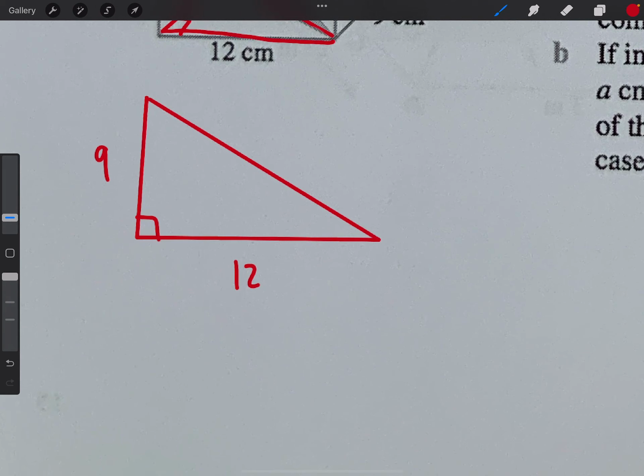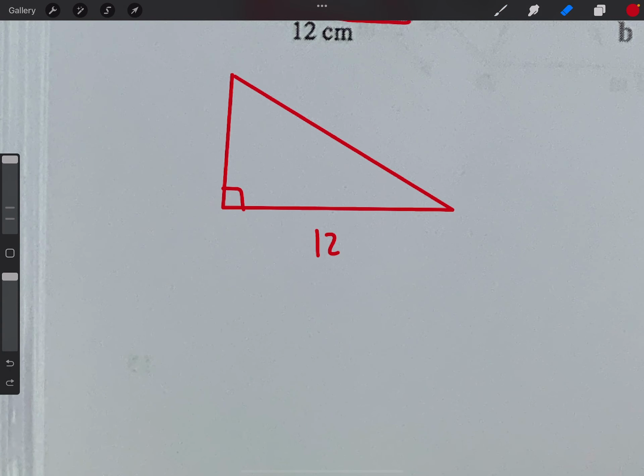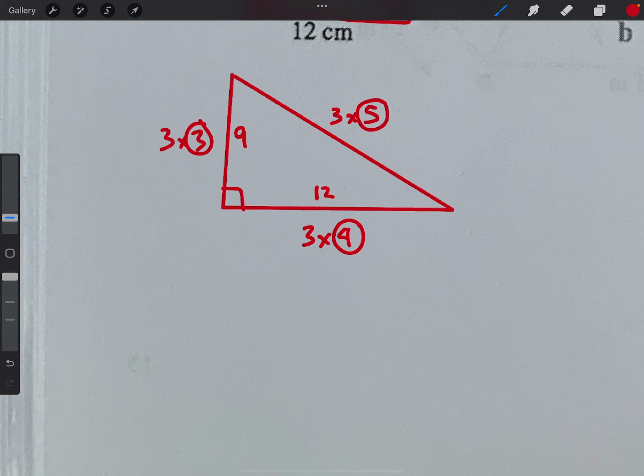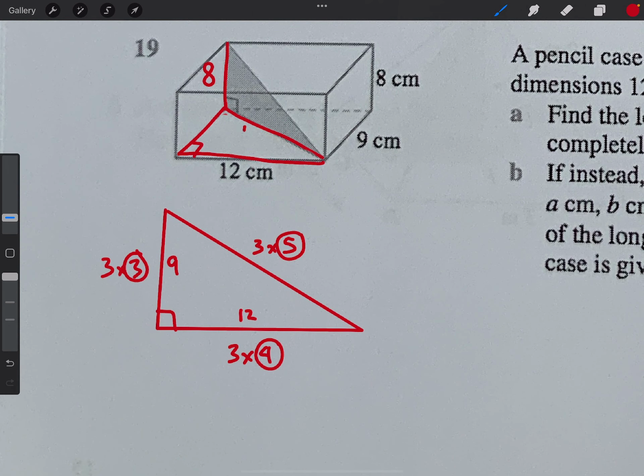This looks familiar. Let's divide this by 3. You're going to get 3. So 9 is 3 times 3, and 12 divided by 3 is 3 times 4. 3, 4, so this must be 3 times 5. So that's 15. So I can tell that that's 15.